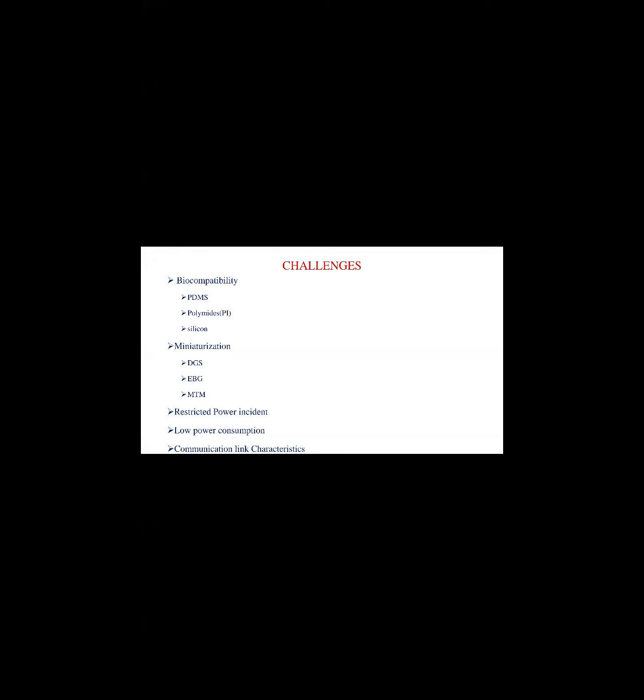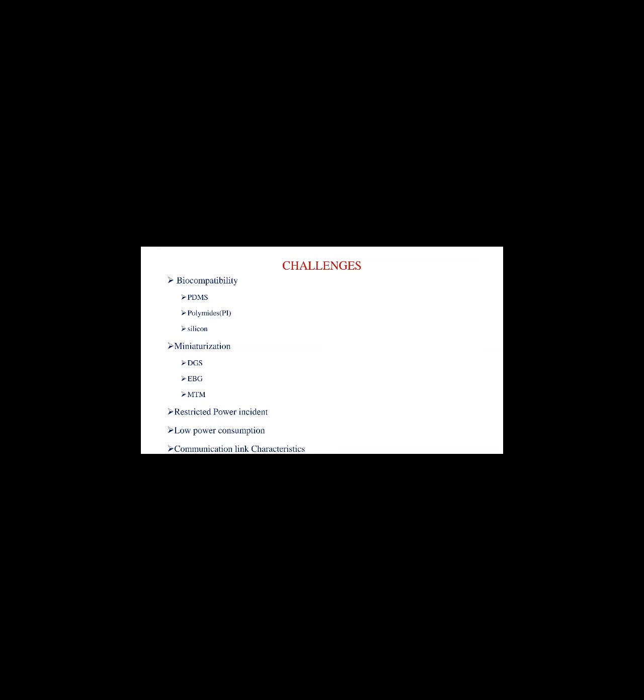And next, the second challenge is miniaturization. To design an implantable antenna, we should reduce the size of the antenna. For miniaturization, we have different techniques like defected ground structure, electromagnetic band gap structure, and metamaterial structure. These structures can be used to minimize the antenna size. In defected ground structures, we use different slots and different shapes of slots. With a defected ground structure, we can increase the gain and also enhance the bandwidth.